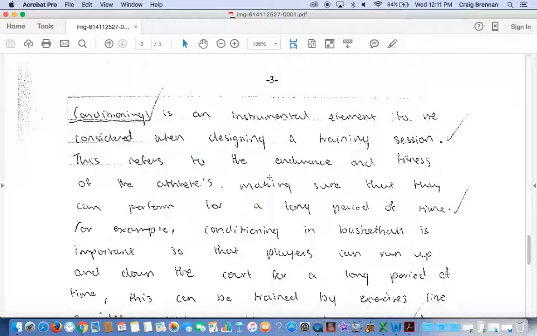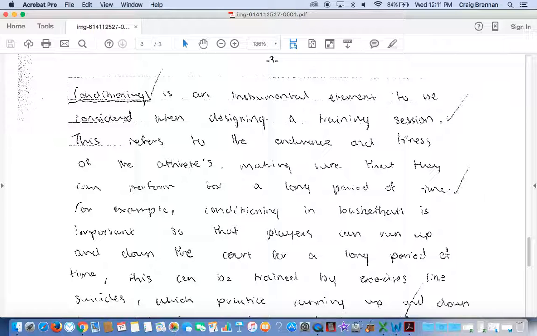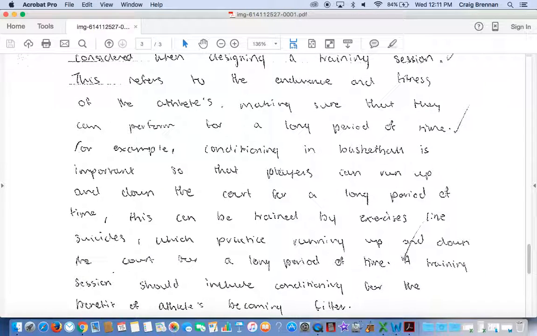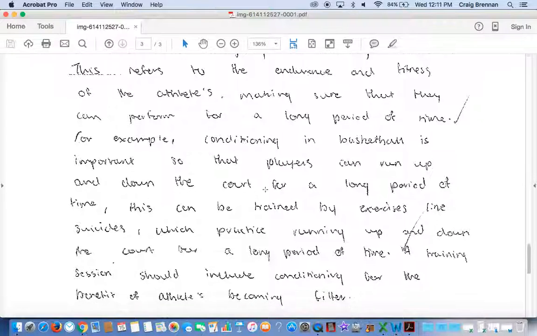Conditioning is an instrumental element to be considered when designing a training session. Love the fact that he's used some words from the question here to reinforce his evaluation. This refers to the endurance and fitness of athletes. For example, conditioning in basketball is important so the players can run up and down the court for a long period of time.